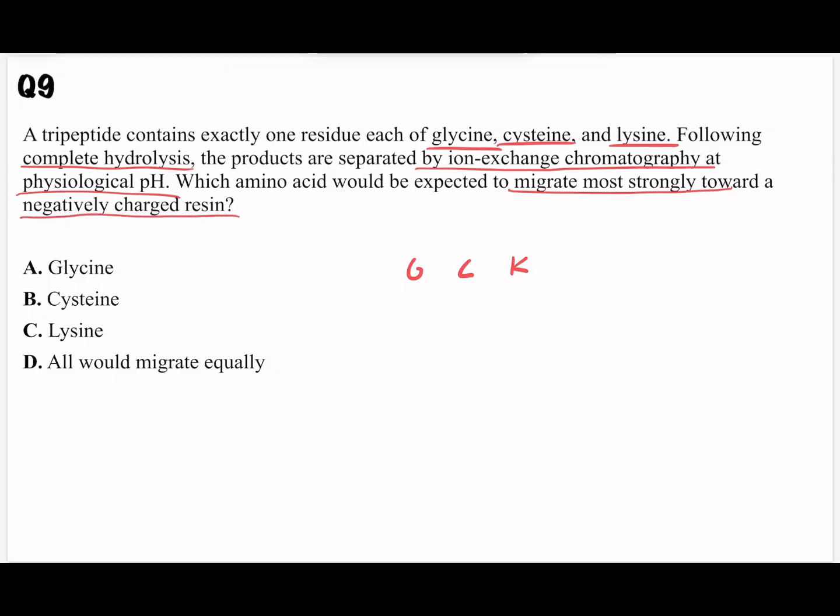All right, so like the question said, all these amino acids are separated by hydrolysis. Now let's take a look at their R groups quickly. Glycine has a hydrogen, cysteine has a CH2 and a sulfur, and lysine has 4 CH2 connected to 1 amino group.